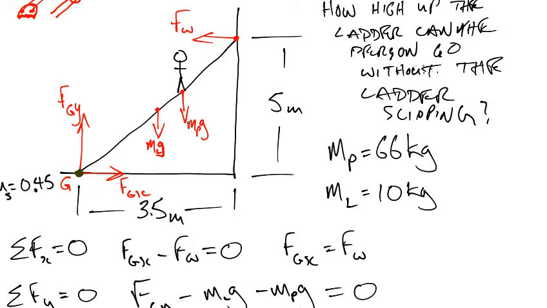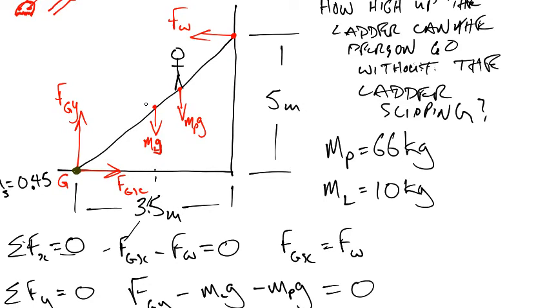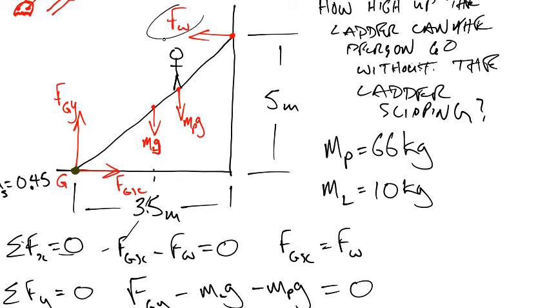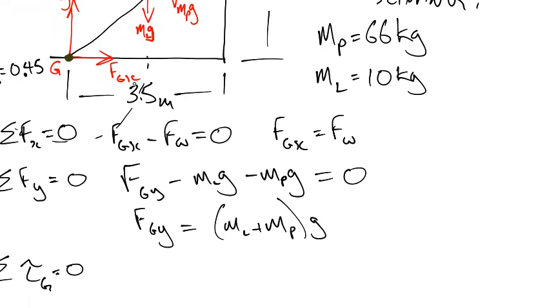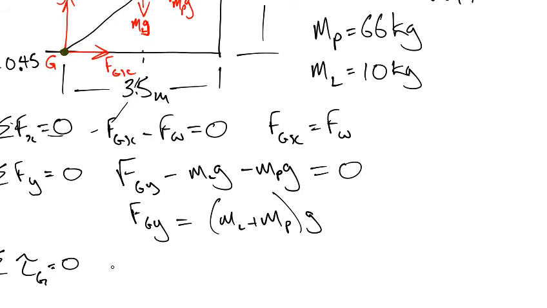This mg and this mg both create a clockwise rotation, right? That is going to produce a negative torque. Clockwise is negative. And finally, Fw is going to produce a counterclockwise torque, which is positive. So let's do Fw first.